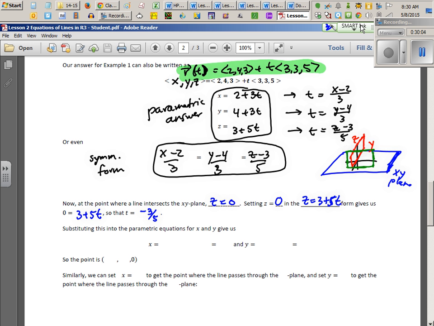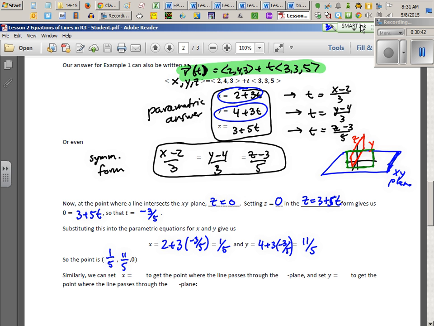Z will be 0. Okay, so x is going to be 2 plus 3 times negative 3/5, which ends up being basically 10 minus 9 all over 5. So this is 1/5, is that right? I think I did that right. And y is the equation 4 plus 3t. So 4 plus 3 times negative 3/5. So basically 20 minus 9, so 11/5 for that.